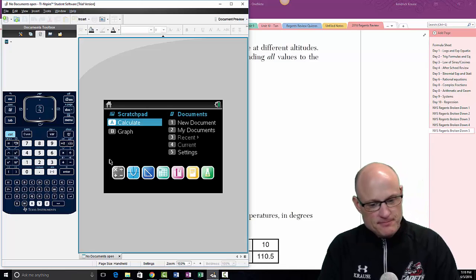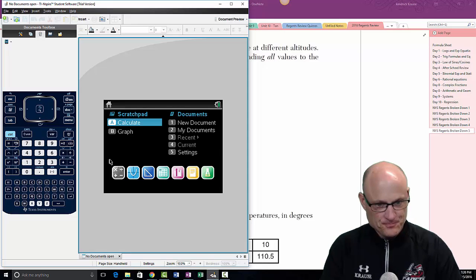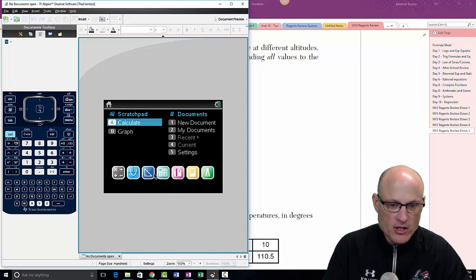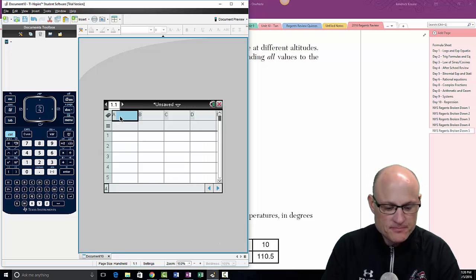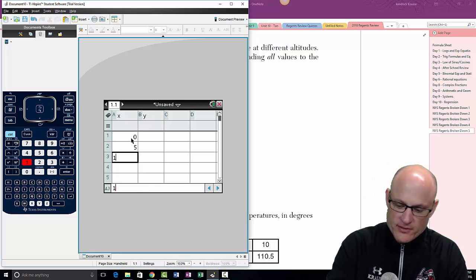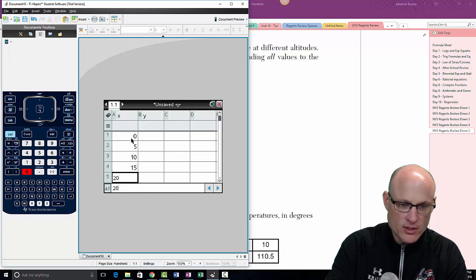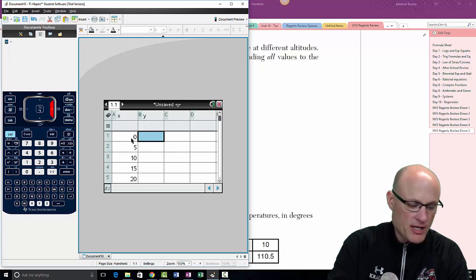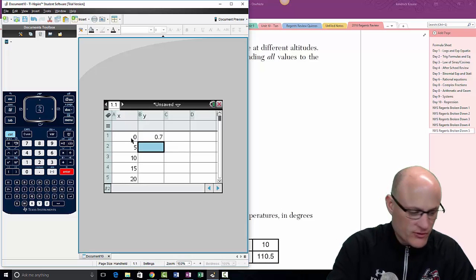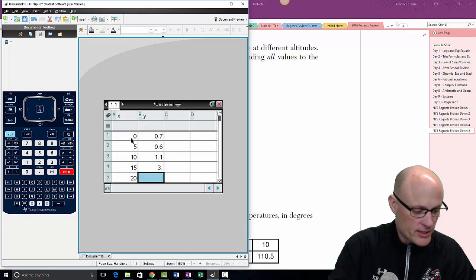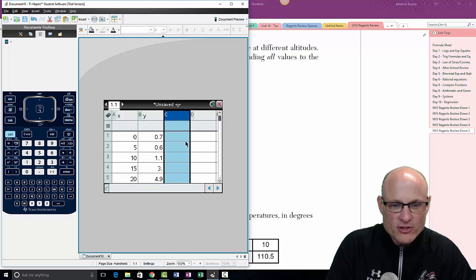Again, we're going to call it X and Y, just makes it easy. 0, 5, 10, 15, 20. The biggest mistake made is typing in the numbers wrong. 0.7, 0.6, 1.1, 3.0, 4.9. All right, we're going to do exponential regression, and we want the equation.